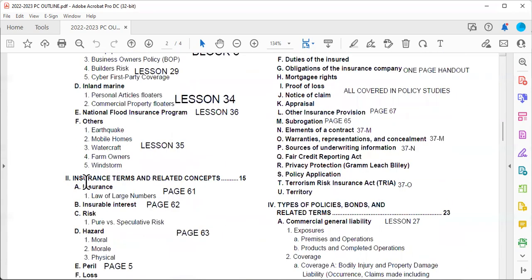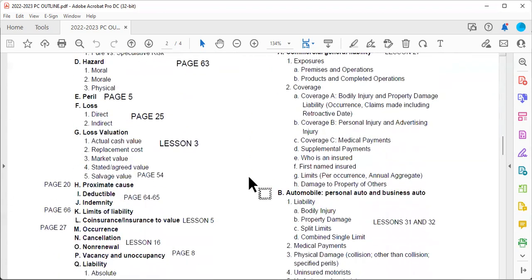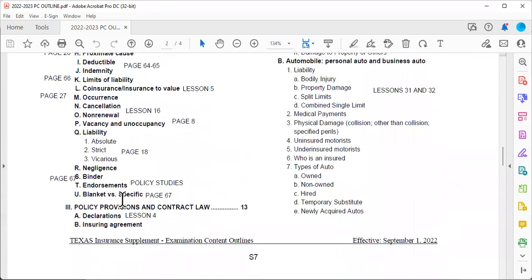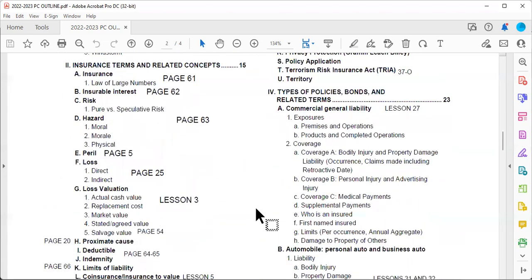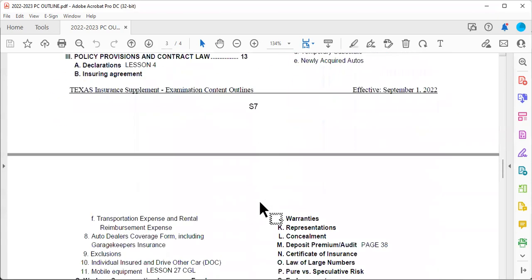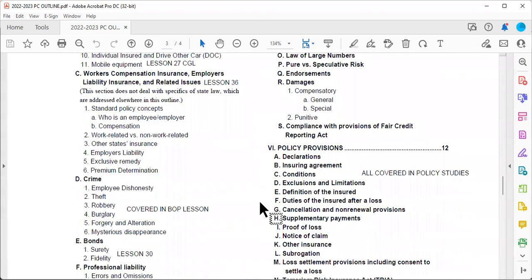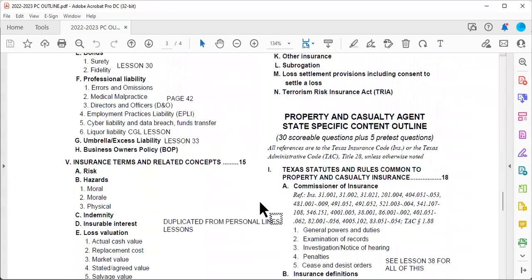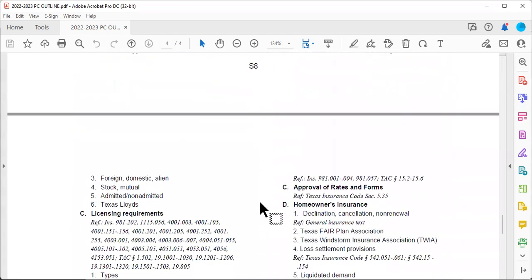And then Roman numeral 2, insurance terms and related concepts, 15 questions. Roman numeral 3, policy provisions and contract law, 13 questions, and so on and so on. So it does tell you how each section is weighted compared to the others. It's pretty evenly distributed, really. There's not any place where you can kind of skate.